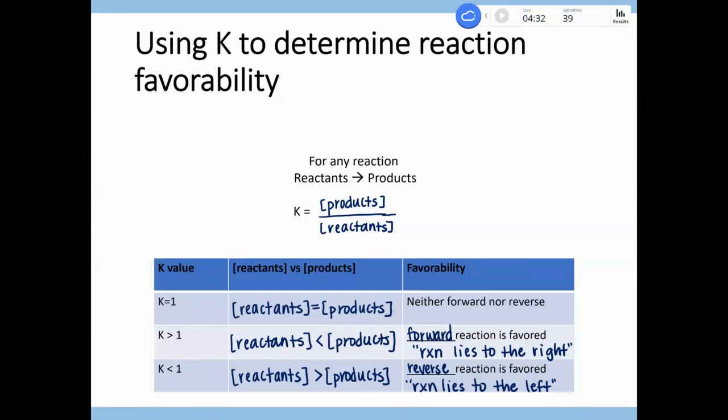There are questions on this, yeah. I don't get what it means to lie to the right. So if K is greater than 1, we have more products than reactants. For any reaction with reactants on the left and products on the right, lying to the right means we've got more products at equilibrium because products are on the right side of the reaction equation. And if we have more reactants at equilibrium, that's on the left side, so we say the reaction lies to the left.